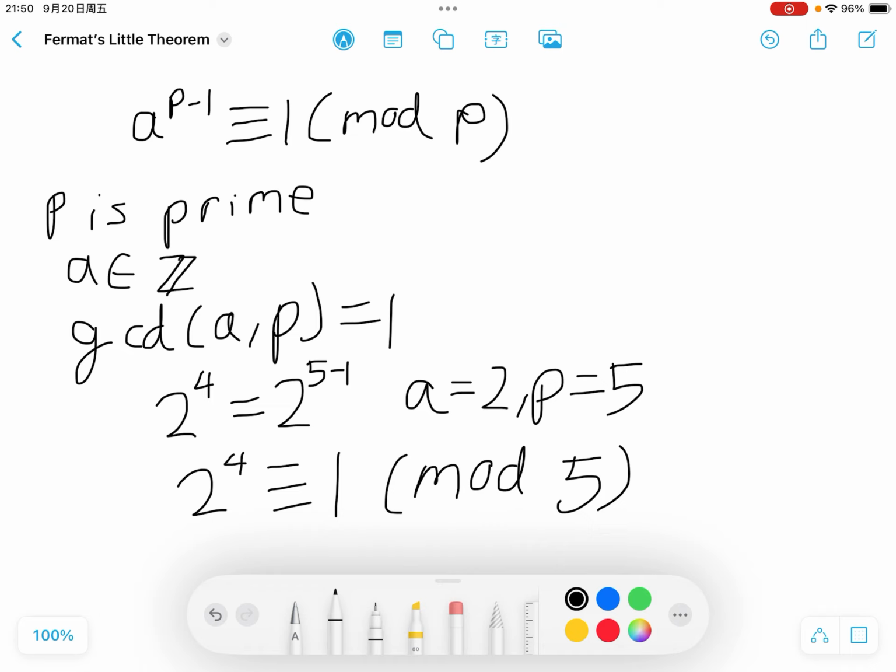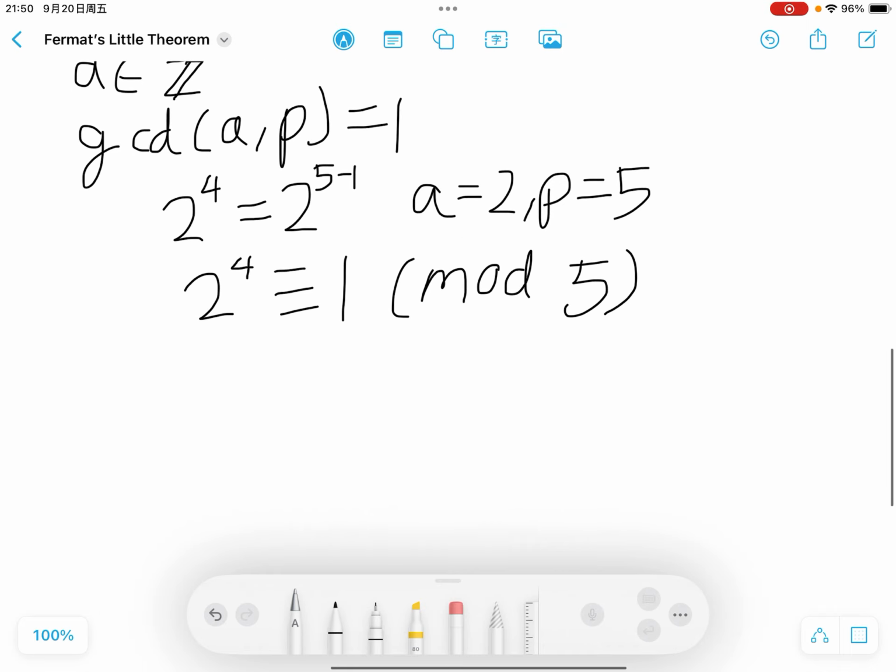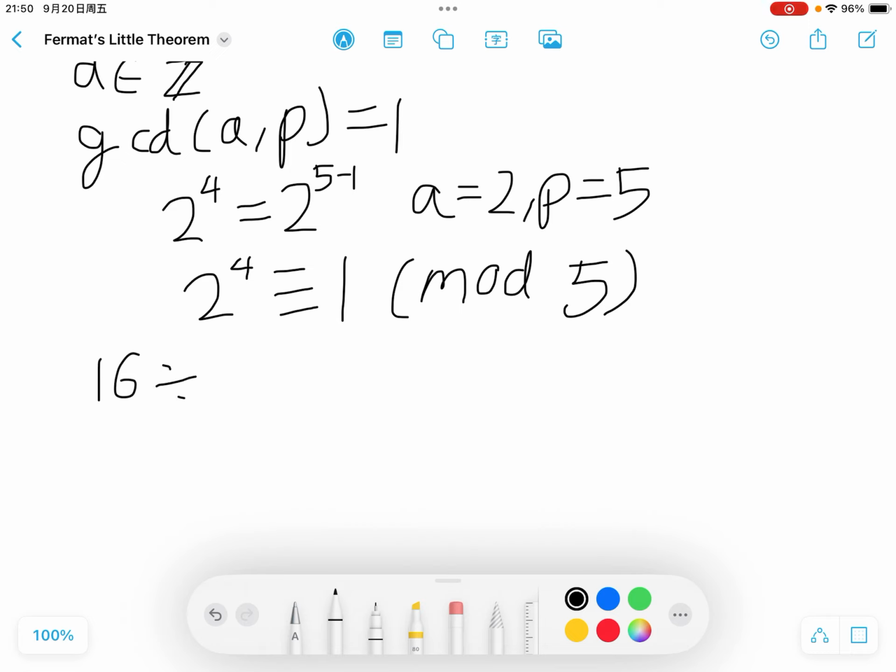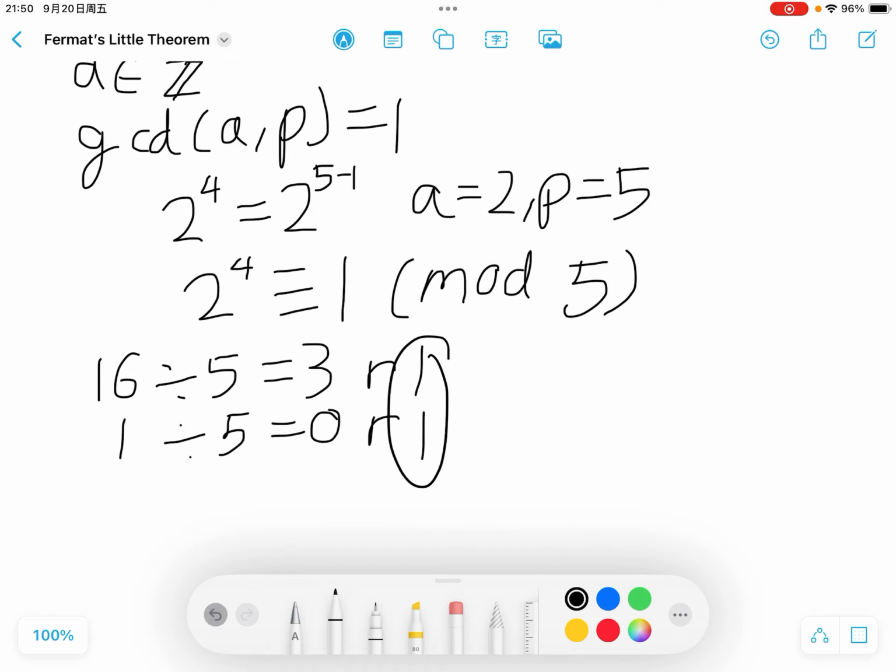Is this true? Yes, it is. Why? Because 2 to the power of 4 is just 16. 16 divided by 5 equals 3 remainder 1. 1 divided by 5 is equal to 0 remainder 1. They both have the same remainder, so obviously they're modular congruent. So that's a small example.